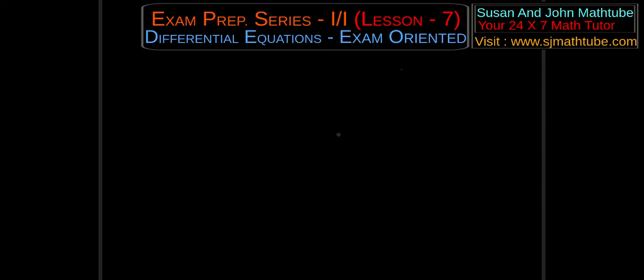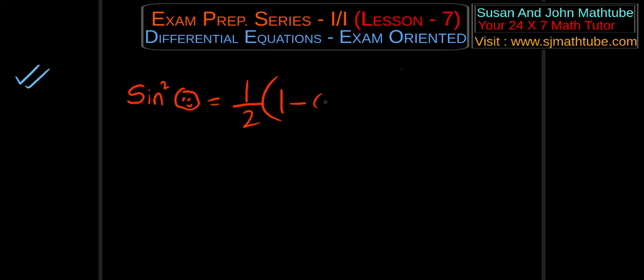Okay, now the next question, this is very important. Before we start, I'm going to discuss a few trigonometric formulae. First one, sine square something. I'm not worried about the angle. This is actually 1 by 2 into 1 minus cos double the angle. Whatever you get here, double it over here.